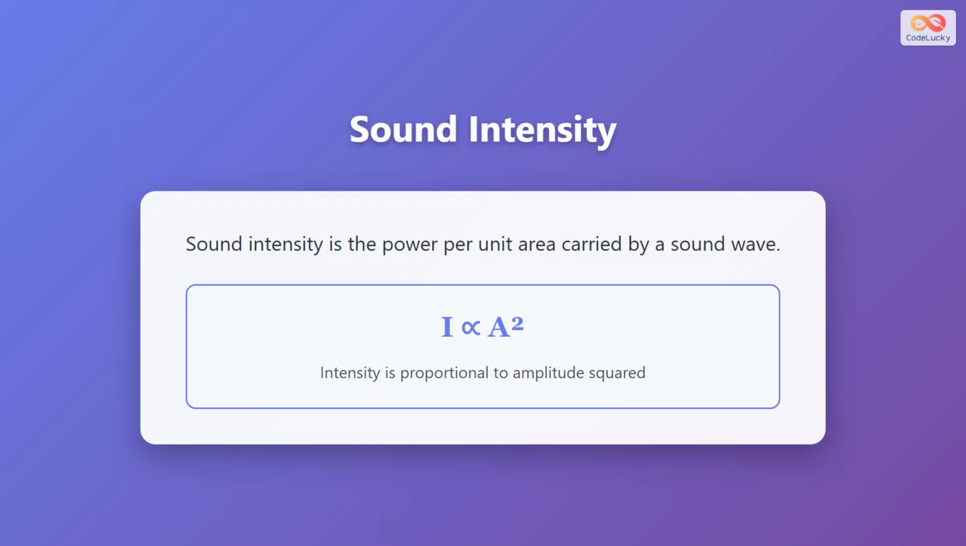Now let's talk about sound intensity, which is the power per unit area carried by a sound wave. There's an important mathematical relationship here. Intensity is proportional to amplitude squared. This is written as I is proportional to a squared. What this means is that if you double the amplitude of a sound wave, the intensity doesn't just double, it actually increases by a factor of 4. This squared relationship shows us that even small changes in amplitude can lead to significant changes in the energy a sound wave carries.